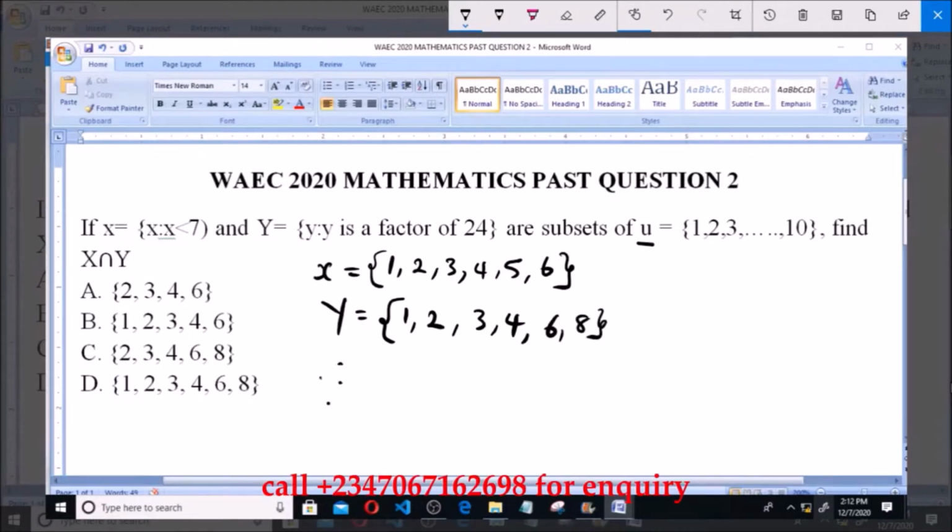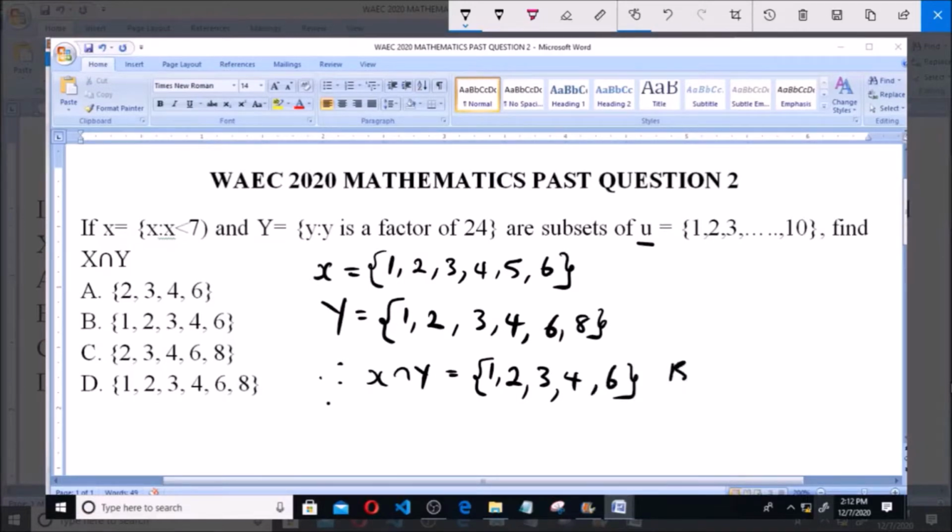So therefore x intersect y will be equal to the content which is in x and also in y, and that includes 1, 2, 3, 4 and 6, and that is option B. So option B is the correct answer to this question.